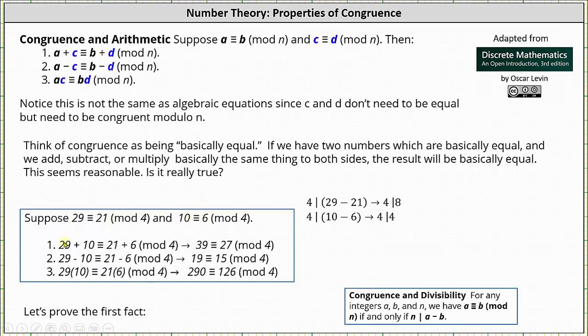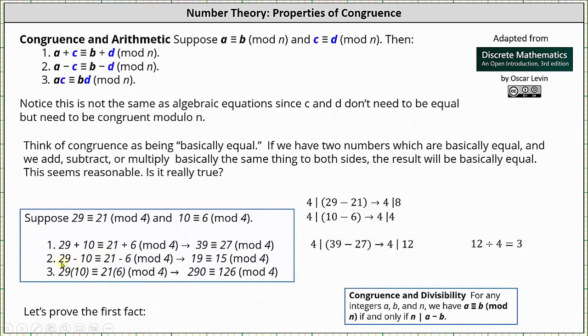For number 1, we have 29 plus 10 is congruent to 21 plus 6 mod 4. Simplifying, we have 39 is congruent to 27 mod 4. This is true as long as 4 divides 39 minus 27, which is 12. 4 does divide 12. 12 divided by 4 is 3.